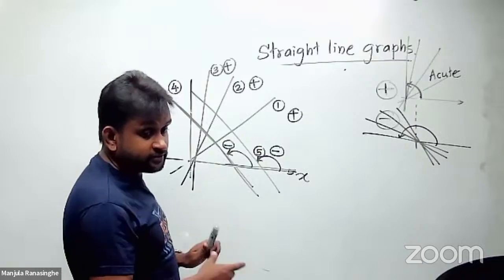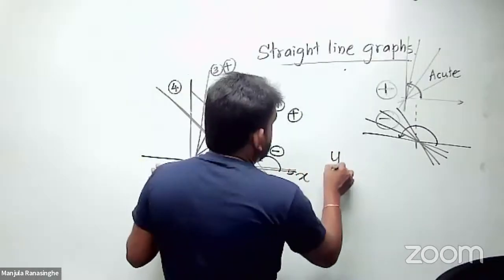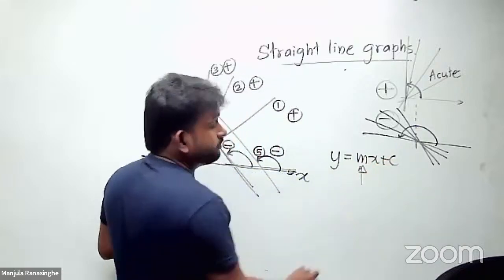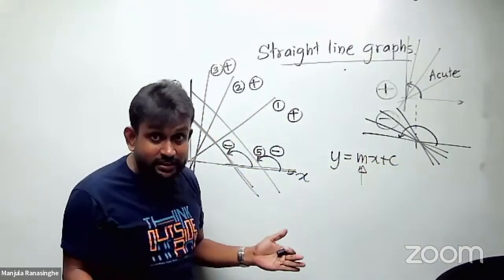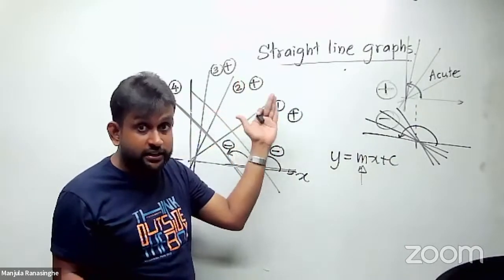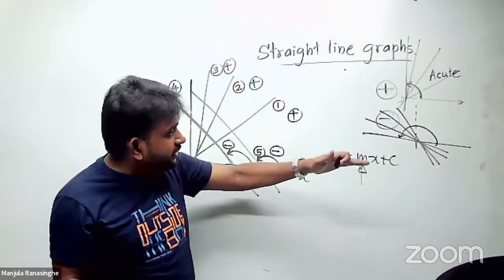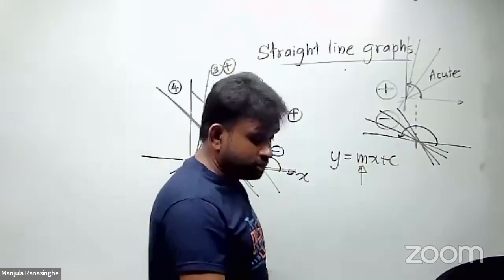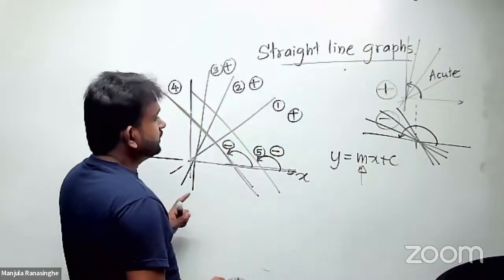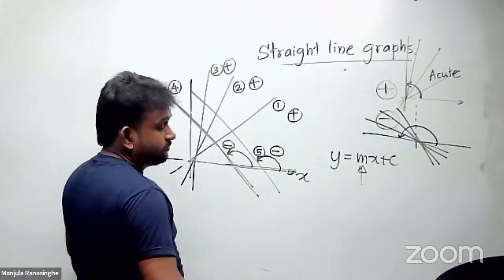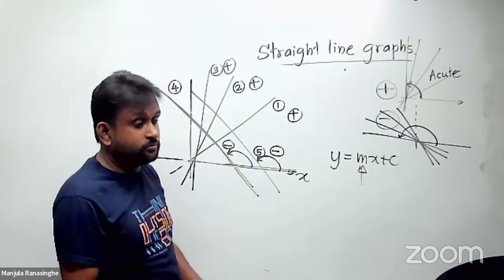So what we discussed up to now: what is the identity? y equals mx plus c. Then what is the m? m is like the inclination with the x-axis. If it is an acute angle, that is positive. If it is obtuse, that is negative. When the inclination is more, the gradient is increased. So these are the concepts. Now I move to finding the value of the gradient. You can note down these concepts.